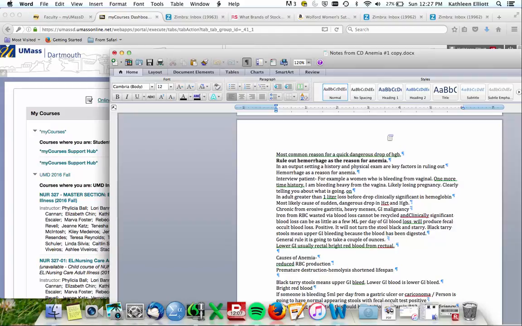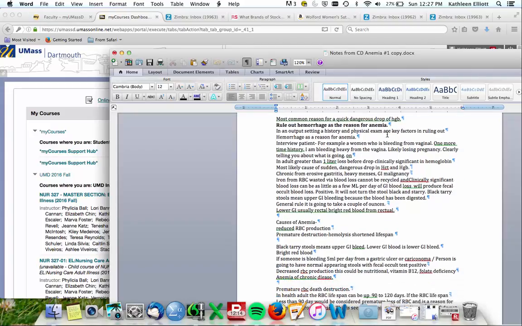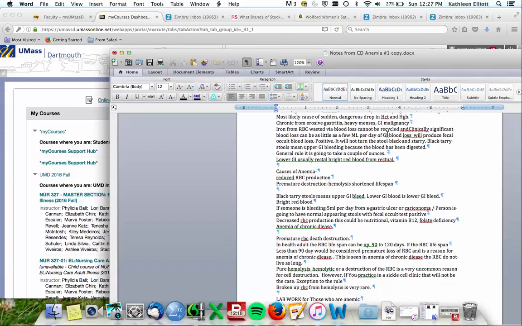So causes of anemia: reduced RBC production, premature destruction, hemolysis, shortened lifespan. Black tarry stool means upper GI bleed. Lower GI bleed is bright red blood. If someone is bleeding 5 mLs per day from a gastric ulcer or carcinoma, the person is going to have normal appearing stools, but will have a positive fecal occult test. Decreased RBC production could be nutritional, vitamin B12 deficiency, folate deficiency, or anemia of chronic disease.